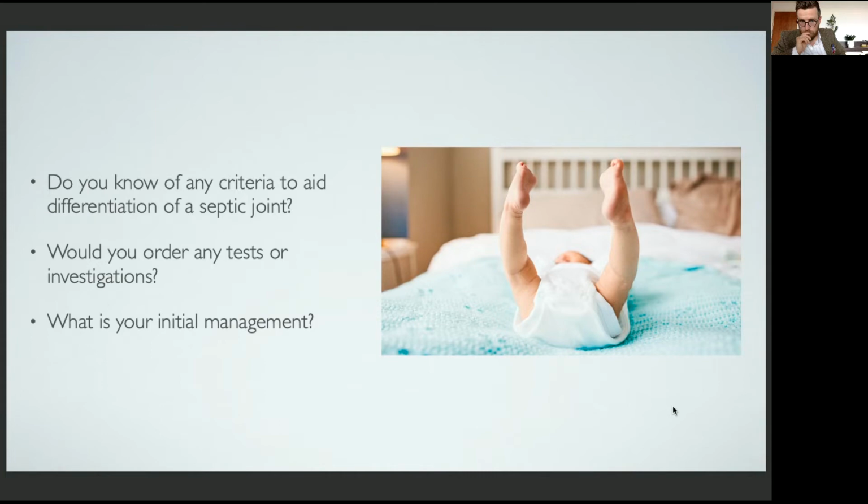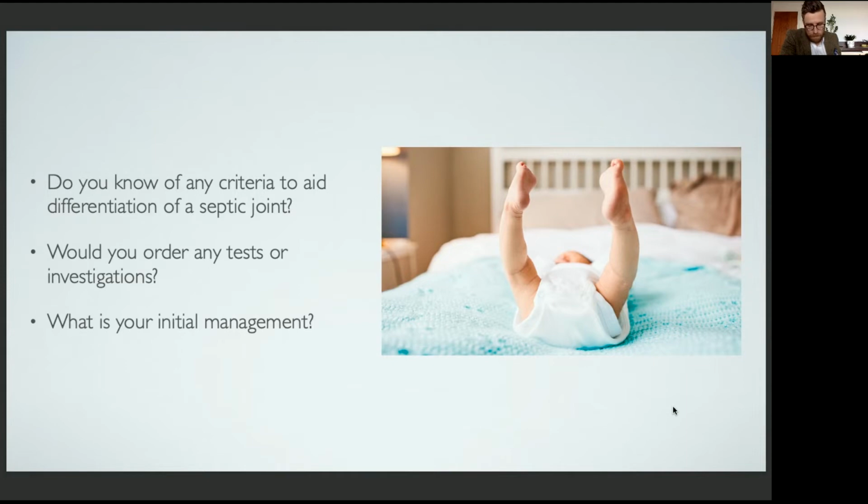So a few people said Barlow's. Cool. And Ortolani. Great. So if you don't know about that, with Barlow's, you are flexing the hip and pushing back to see if the hip is dislocatable, and then you abduct the legs out to see if you can relocate the joint back in. I'll be honest, I've never done it, but I'm hoping I have a pediatric orthopedic job too.